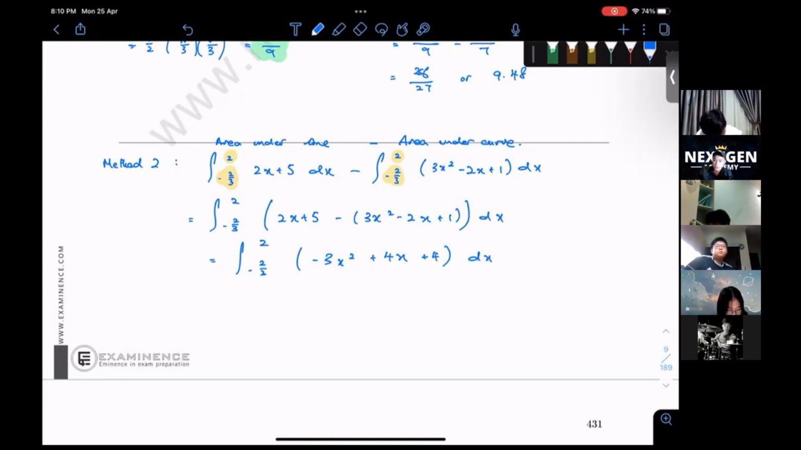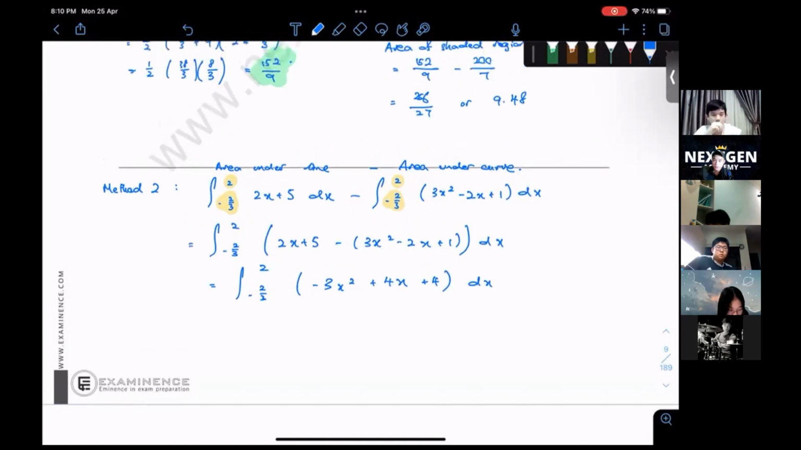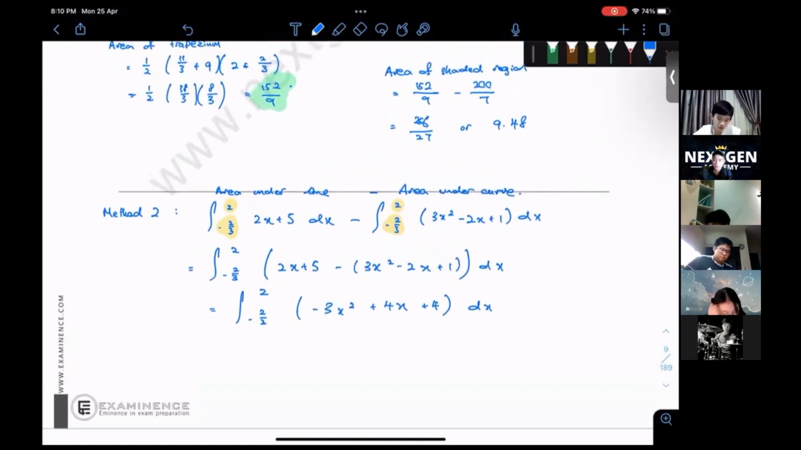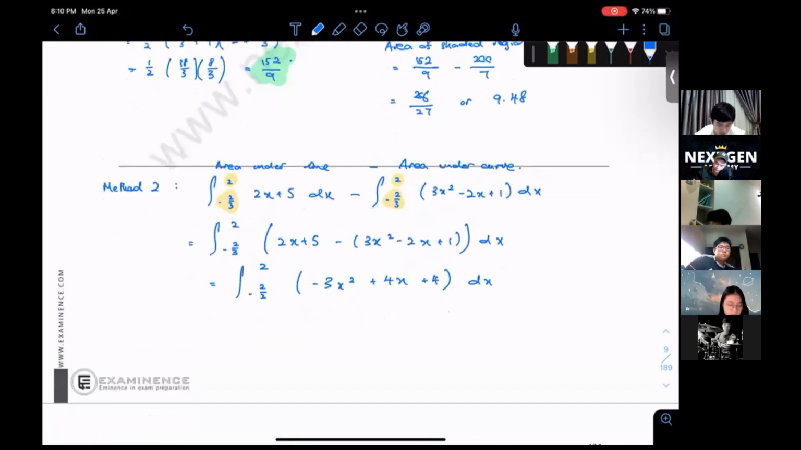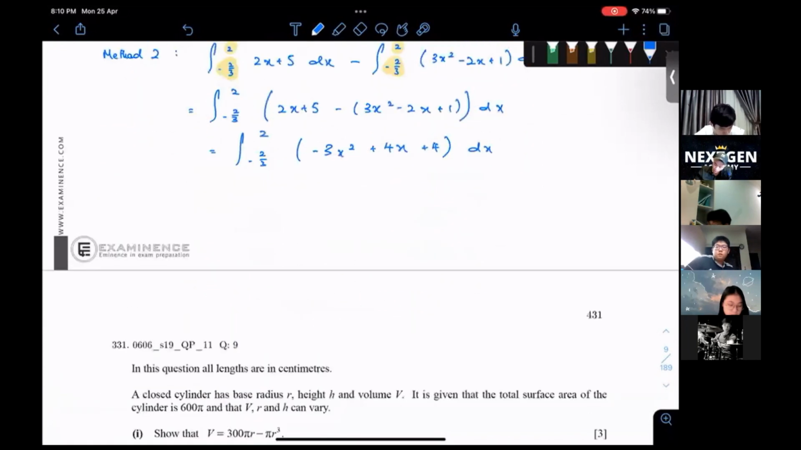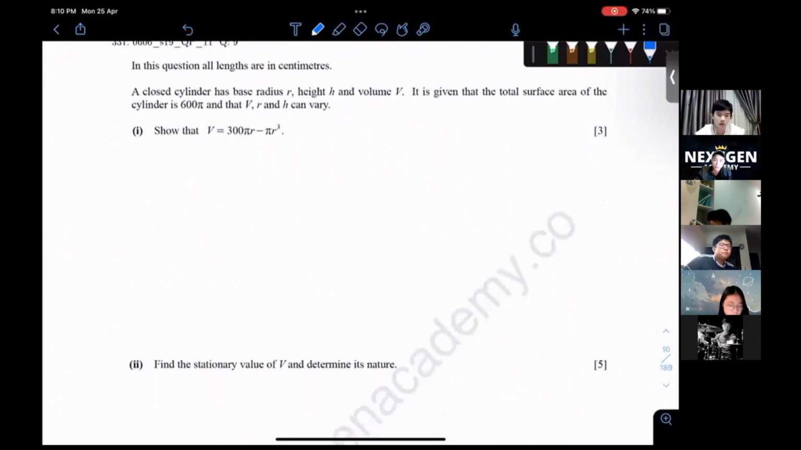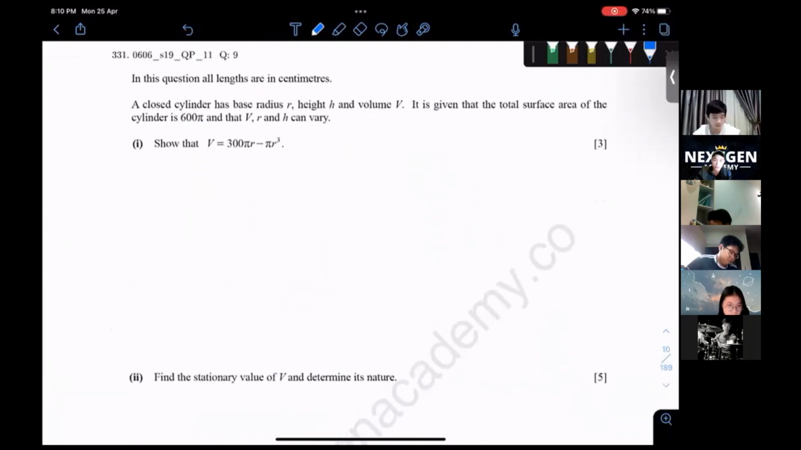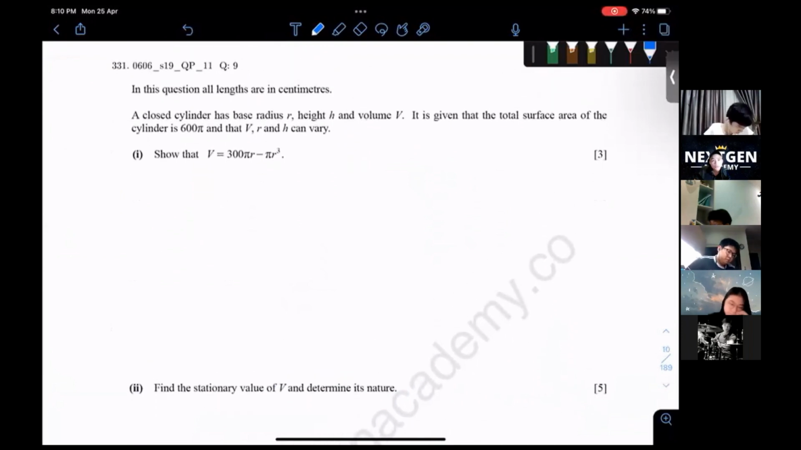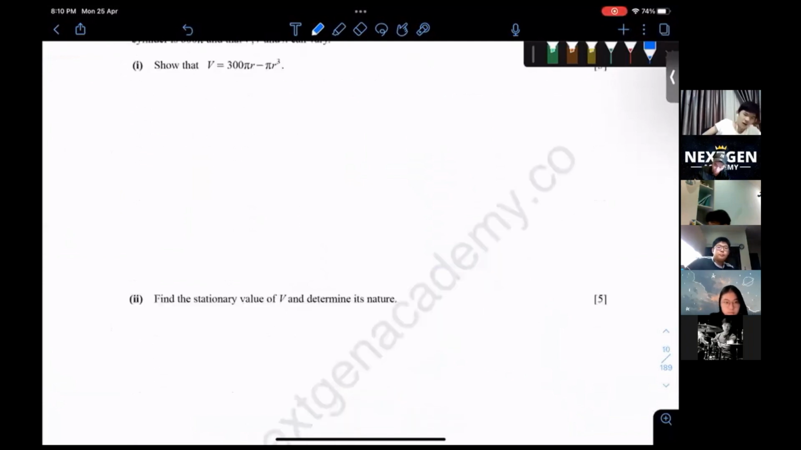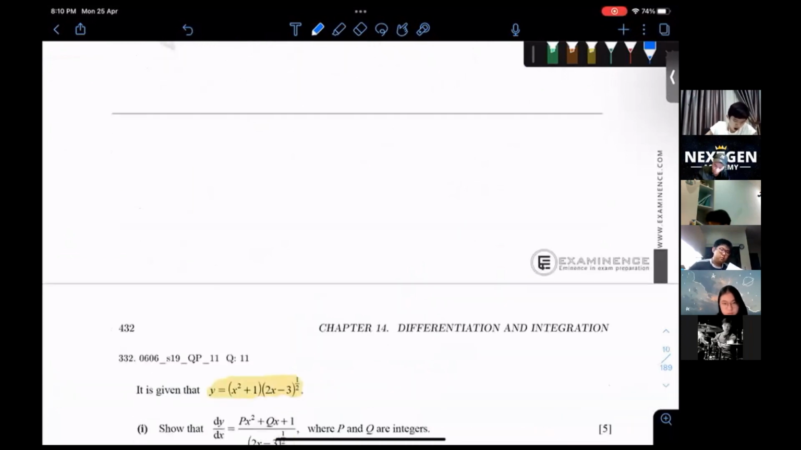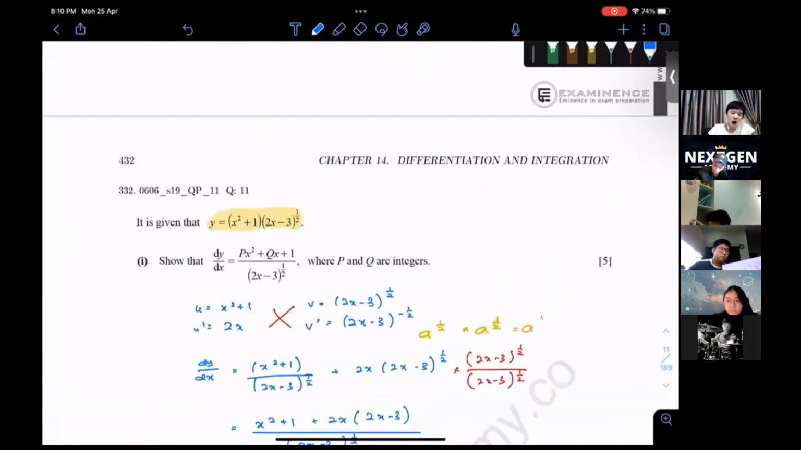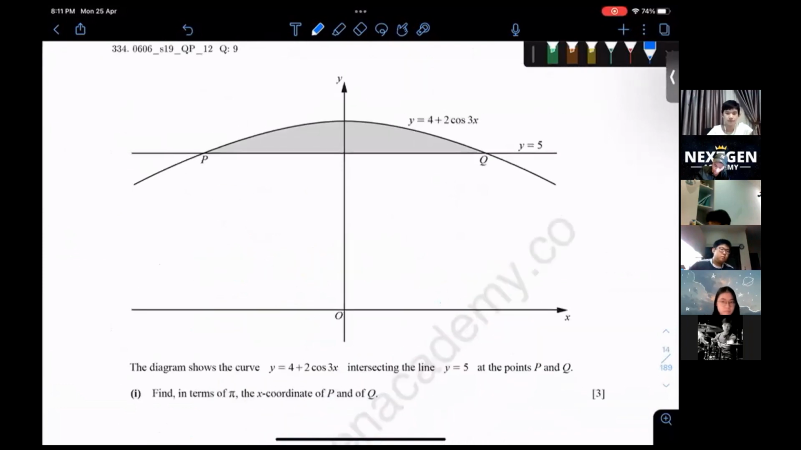Any question this part? Okay, cool. Let's move on. 331 is differentiation. So let's skip this one first. Okay, this one done already. Done. Okay, let's do this one.